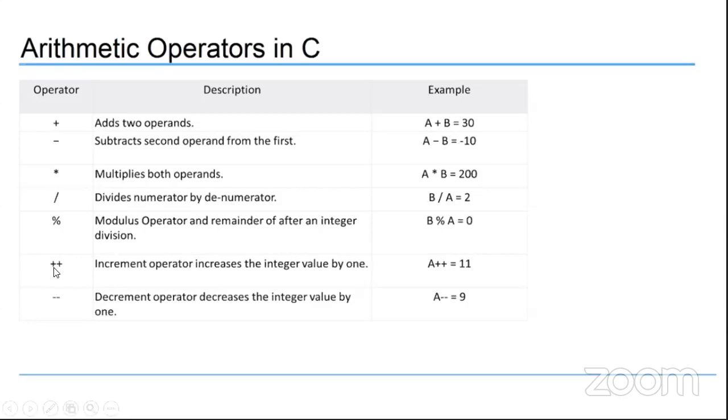So plus plus is an increment. If I assign the value of a to be 10, a plus plus gives 11, and next time a plus plus gives 12. So it increases the value by one. In the same way, minus minus describes a decrement operator. So if a is equal to 10, a minus minus will fetch me the value 9.